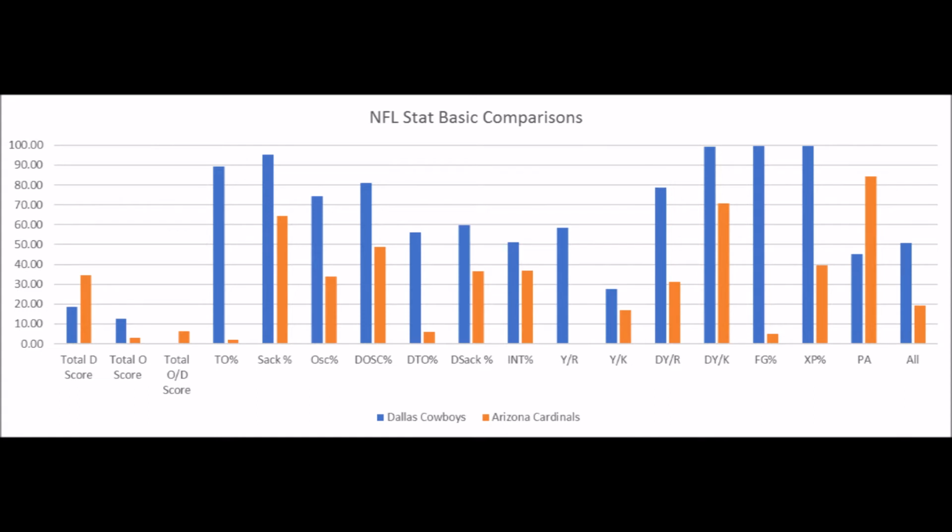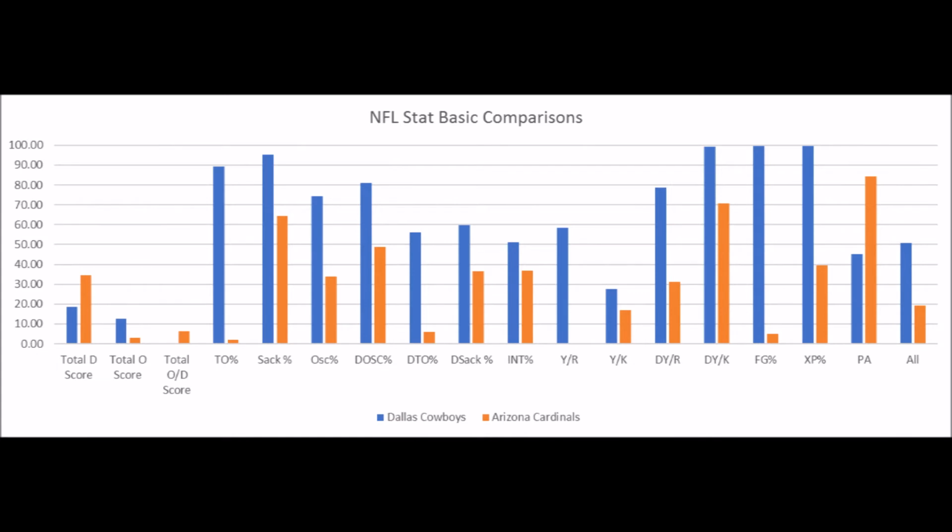So for the most part, in terms of special teams, the Cowboys are favored over the Cardinals overall. Field goal percentage also favors the Cowboys. Extra point percentage also favors the Cowboys. But punting favors the Cardinals. But for the most part, all the important special teams statistics, field goals, extra points, kick return yardage, punt return yardage, and preventing kick return and punt return yardage, favor the Cowboys.